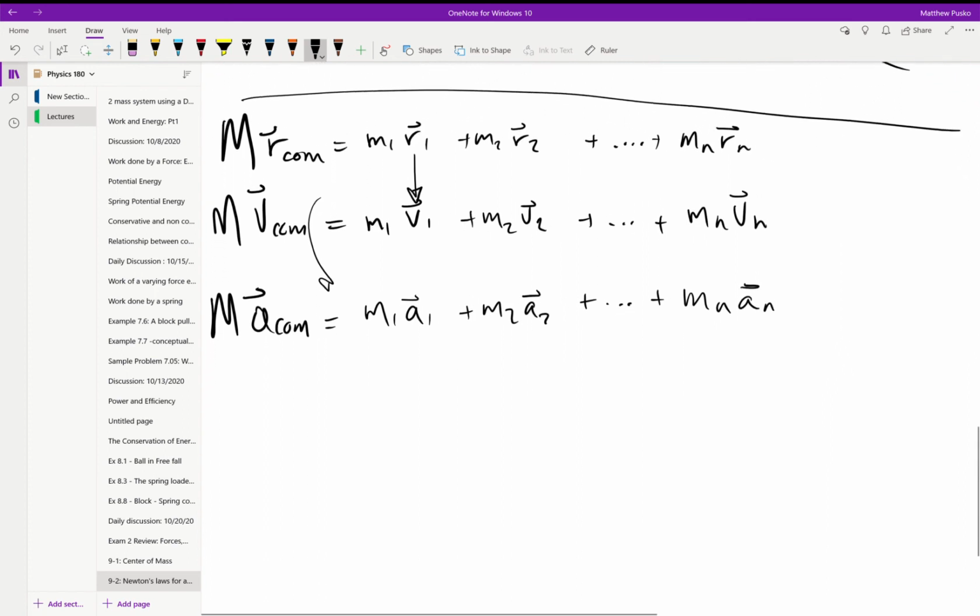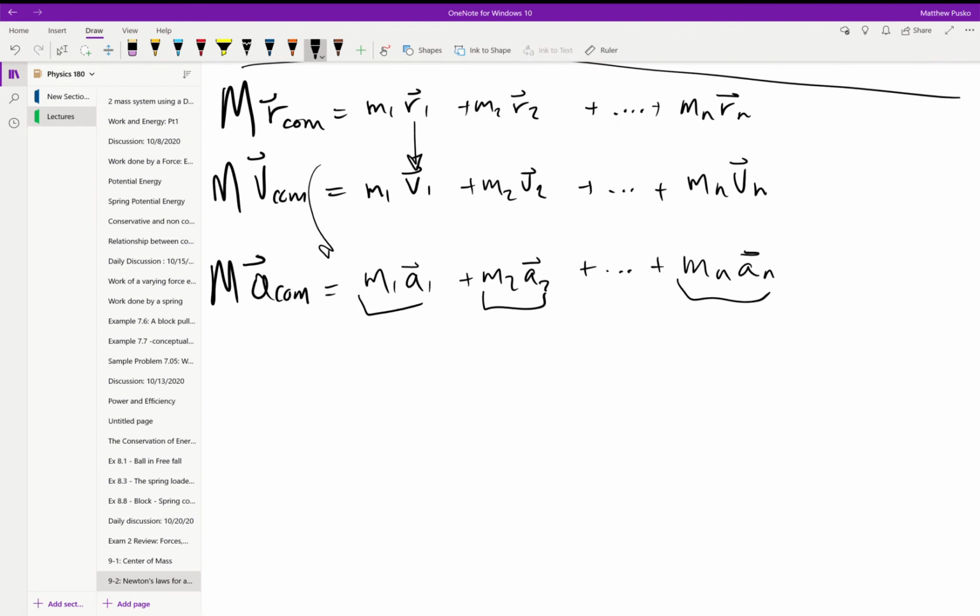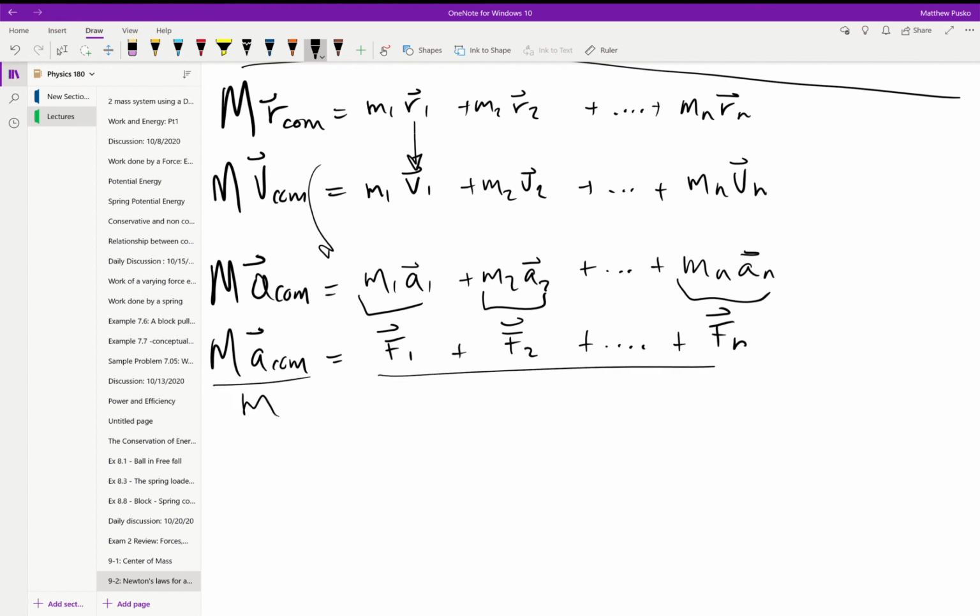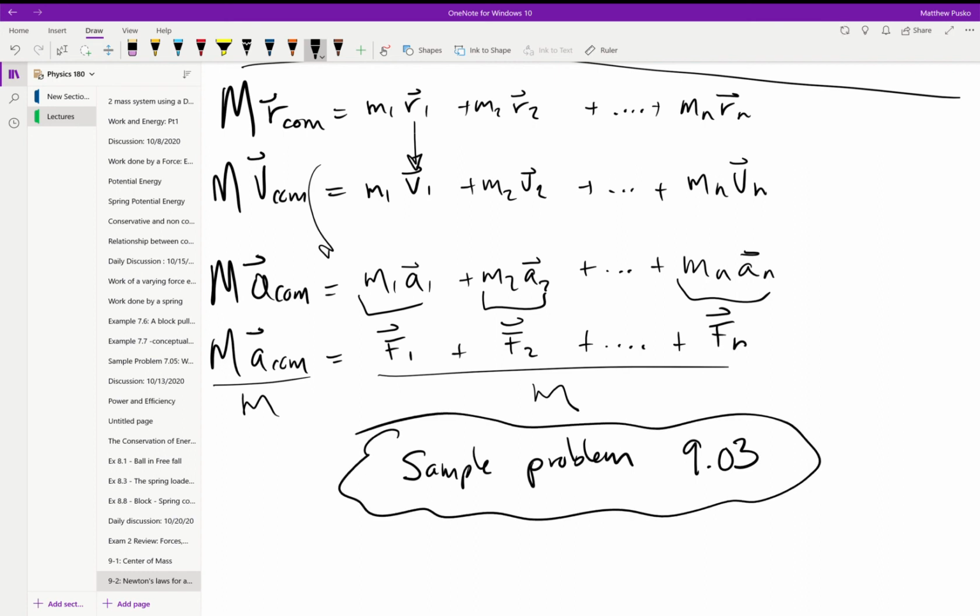What we can realize is that each one of these is equal to its own force, right? So this is F1, this is F2, plus dot dot dot, F sub n. So from this, we can find the acceleration of the center of mass, if we just add up all the forces and then divide both sides by this mass right here. So it's a trick that'll help you find the acceleration. And sample problem 9.03 can help you understand that concept if you want to take a look at it.